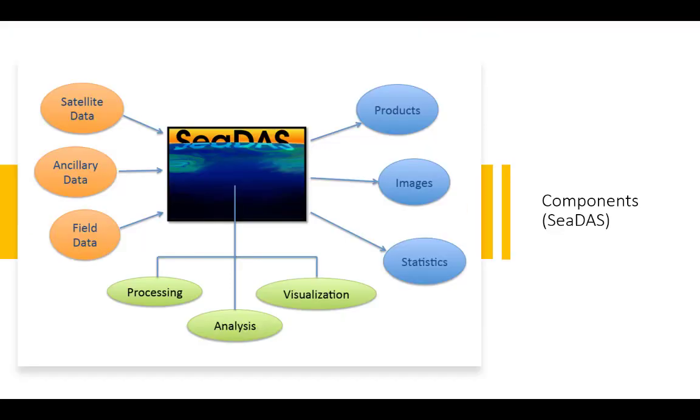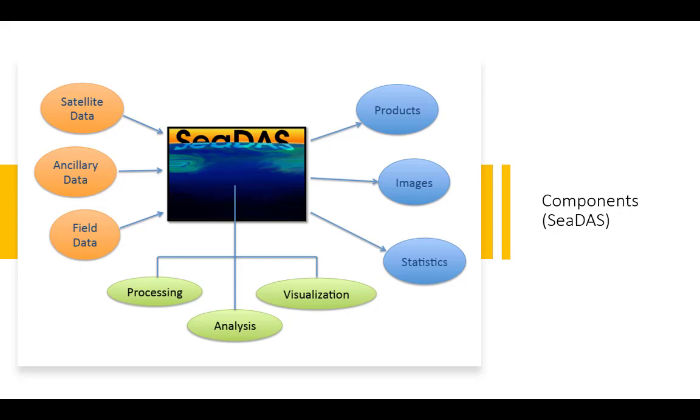So let's move on to what are some of the components in addition to what we've mentioned earlier. We have the satellite data coming in, we have the ancillary data, and then we have field data, also additional field data that could come in. And on another side, so this represents one component. This group of satellite data, ancillary data, field data represent the data part of it.